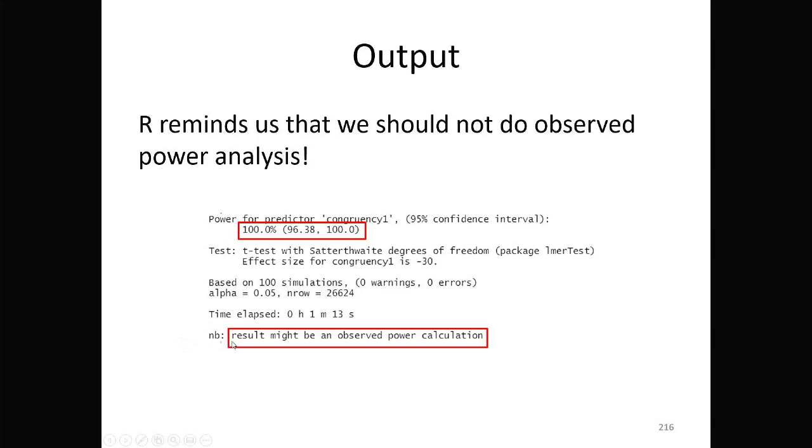And it also tells us that the results may be an observed power calculation. It tells us that if you plan to use that as an observed power, please don't do that. That's the message. Of course, you can use that to plan a new study, and that's fine. It's less problematic.